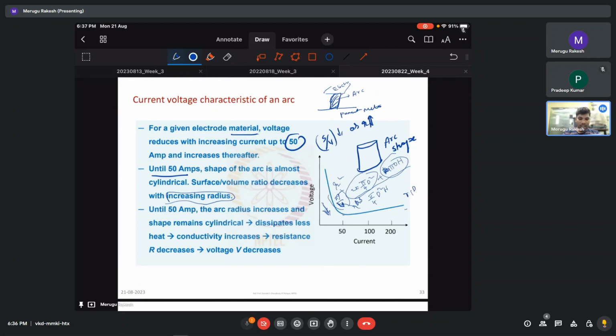So until 50 amps, the arc radius is increasing. If the arc radius is increasing, the surface to volume ratio decreases, so less heat is dissipated, conductivity increases, resistance R decreases, and the voltage decreases. This is what happens below 50 amps.